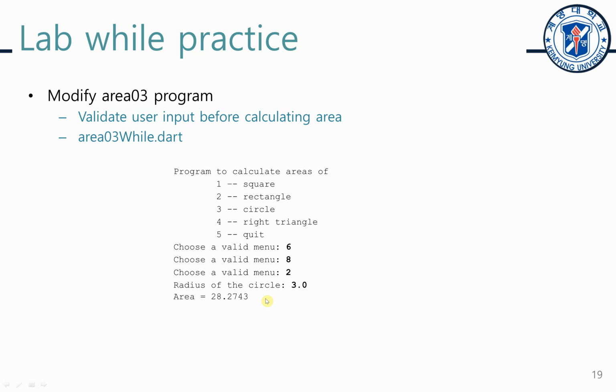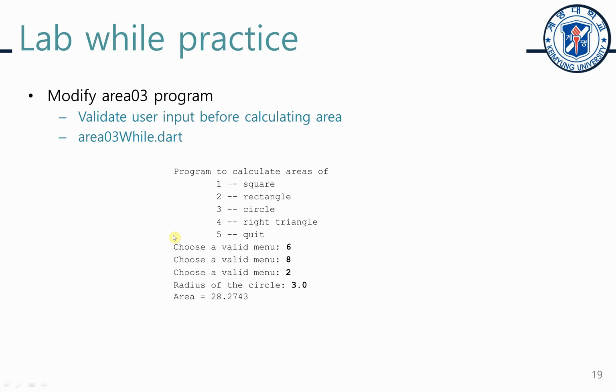The one thing you should do is save our area 03 program as area 03 while.dart. That means our area 3 with input validation. So you can do this and update our program. It's best if you continue to update the area program beginning with chapter 1 or chapter 2, because we'll give more examples that are related to this program.